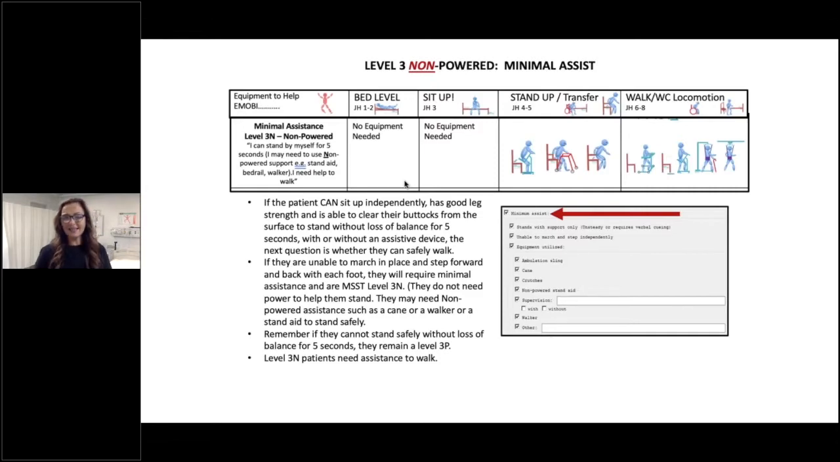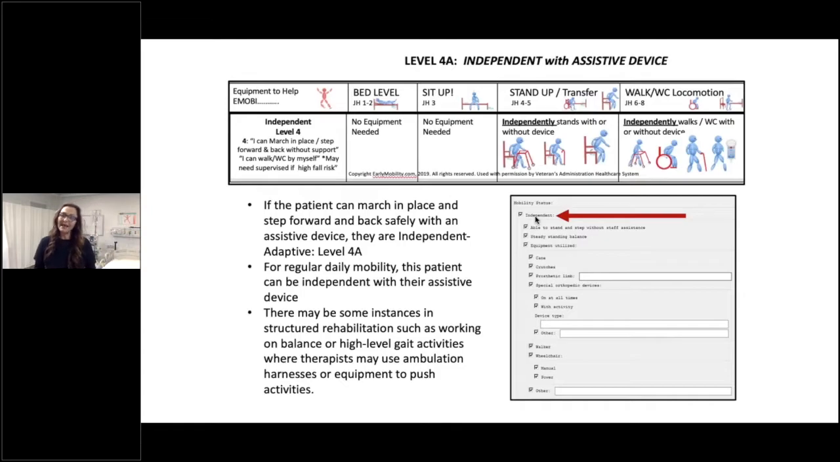You'll see to the right-hand side of each of these, we've included the VA-AES note where it tells you the minimal assistance, moderate assistance, or total assistance. The next category is independent. If the patient can march in place and step forward and back safely with an assisted device, they are independent adaptive, level 4A. Now in the VA-AES, it only has total, moderate, minimal, and independent. But what you're going to put in here is they are independent with cane, crutches, or other device.